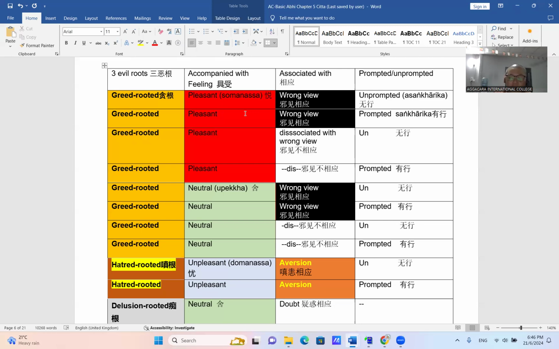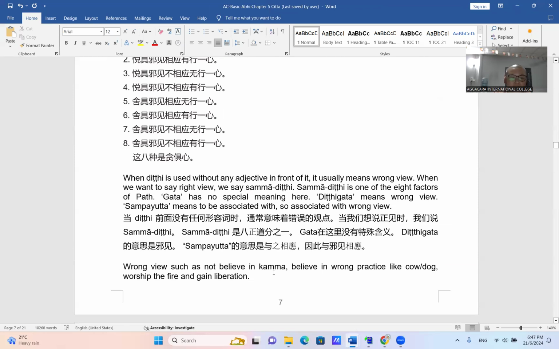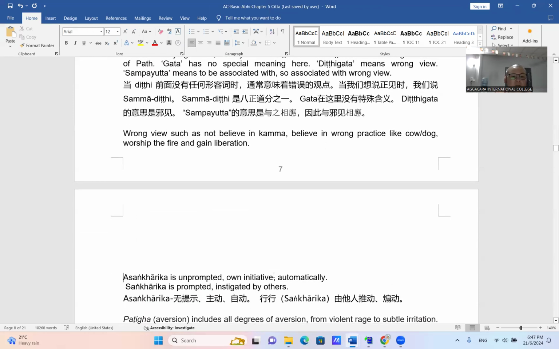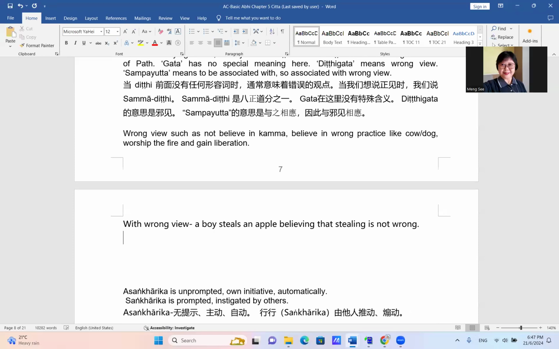Okay, the example here, I didn't write down. So, for example, with wrong view, a boy steals an apple, believing that stealing is harmless, that it is not wrong. So he has wrong view. He has greed-rooted mind.